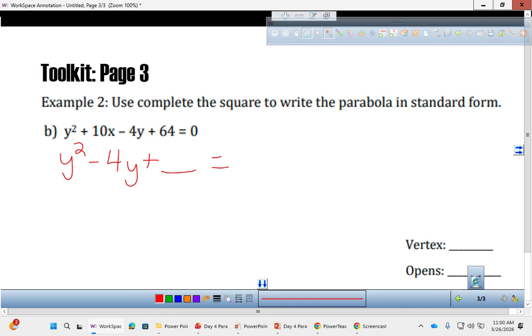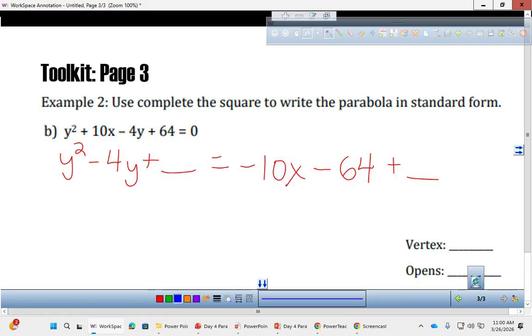So there's a positive 10x on the left. So to move it to the right, I would subtract 10x. And there's a positive 64 on the left. So it would become a negative 64 on the right. So for a parabola, you have to separate the x's and the y's. Put them on different sides of the equation. I'm also going to add a blank here. Because whatever I complete the square with on the left, I've got to add that number to the right.